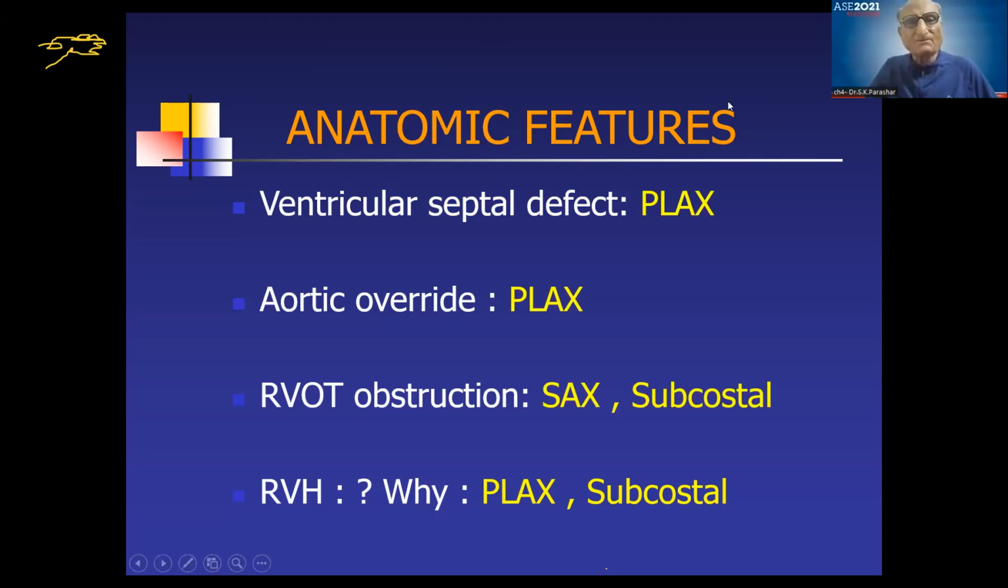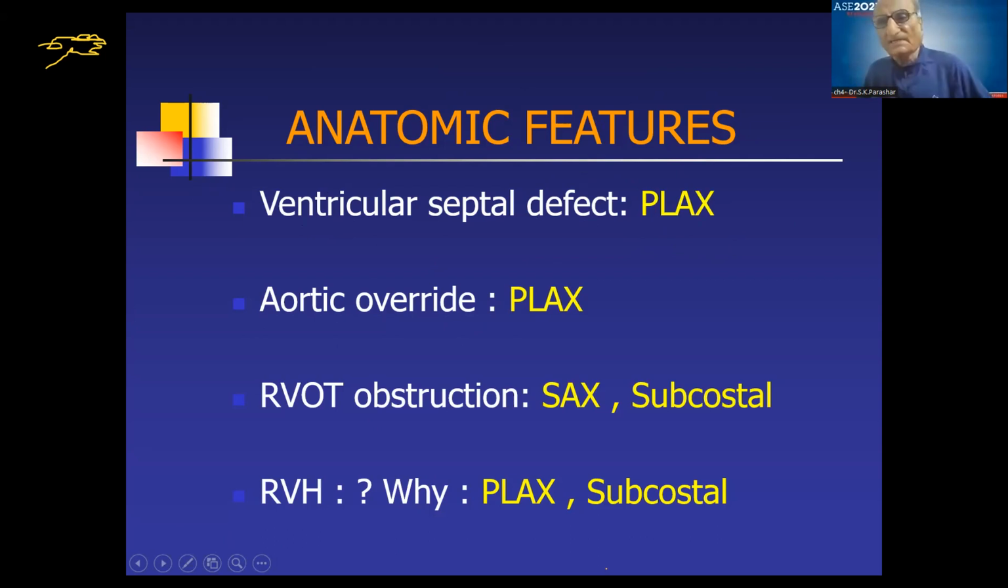So it is correct. Because it is known as Fallot's tetralogy, there are four things present in this. One is a ventricular septal defect, which can be seen in various views, but I have written that it is much better seen in the parasternal long axis view. Then there is aortic override. We'll explain all the three things. There is an RVOT obstruction and right ventricular hypertrophy.